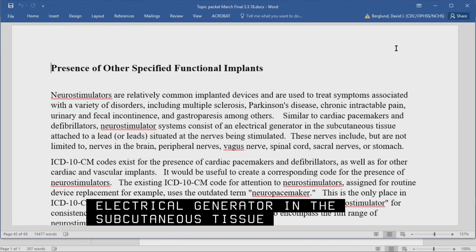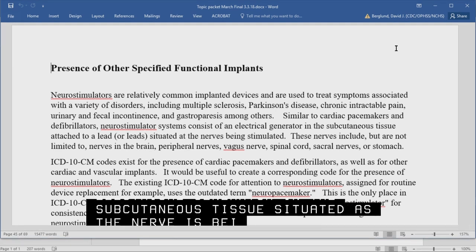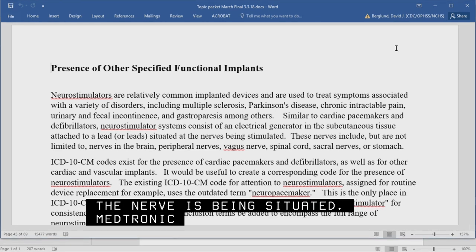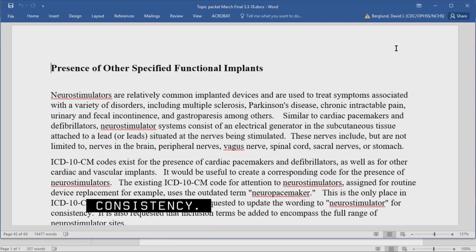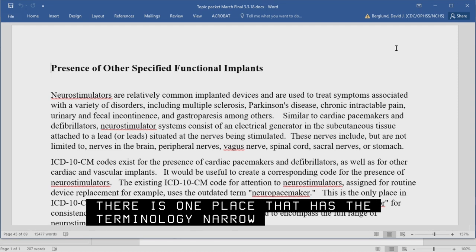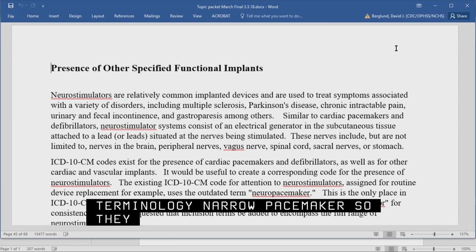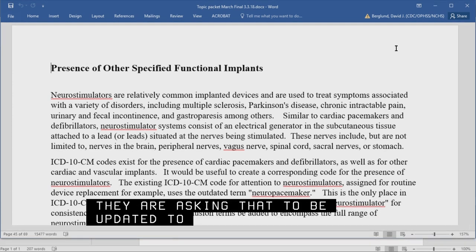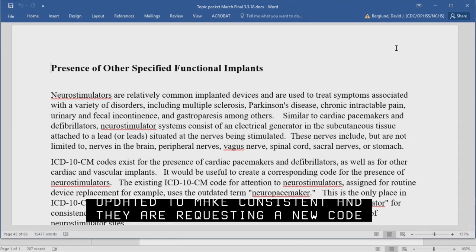Medtronic is requesting an update of wording to neurostimulator for consistency. There was one place in ICD-10-CM that still has the terminology neuropacemaker, so they are requesting that we update that to be consistent. And they're also requesting a new code for the presence of neurostimulators. So the proposed tabular modifications.